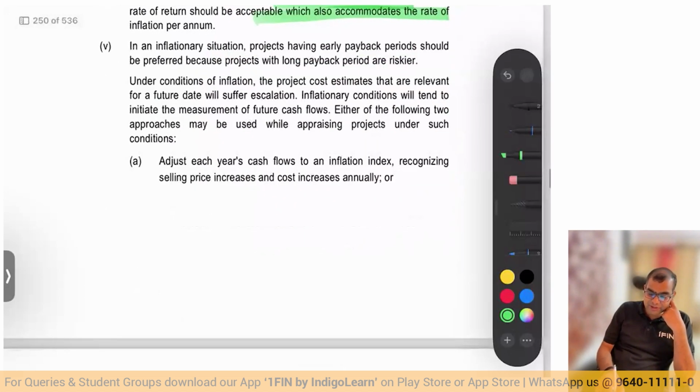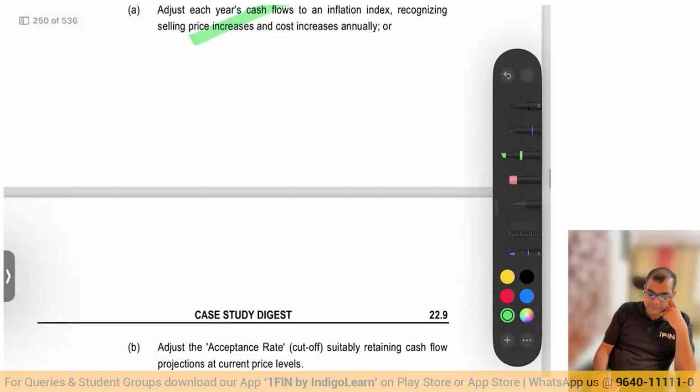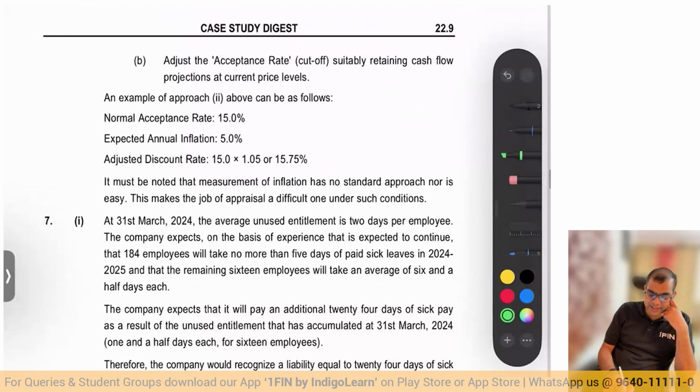Projects having early payback should be preferred rather than delayed payback. Under conditions of inflation, project cost estimates that are relevant will suffer escalation. They will tend to distort measurements of cash flows. Either of the following two approaches may be used: adjust each year's cash flow by an inflation index, recognizing selling price and cost increases annually, or adjust the acceptable rate, the cutoff rate, retaining the cash flow projection. That is, increase the discount rate substantially higher.